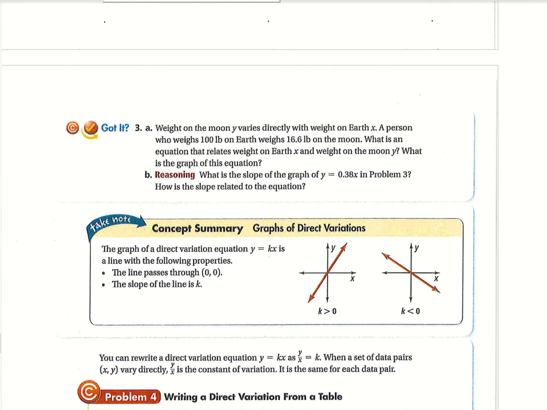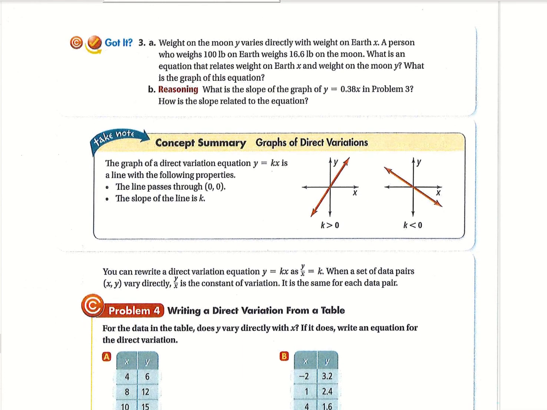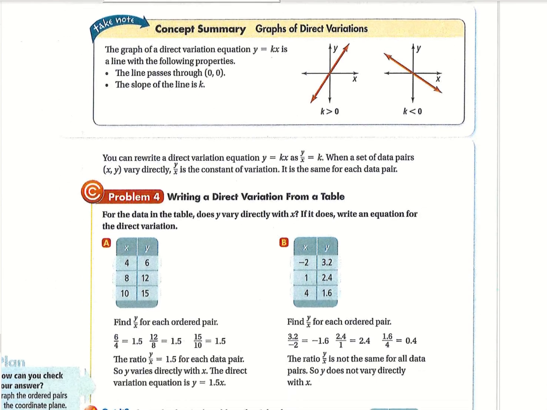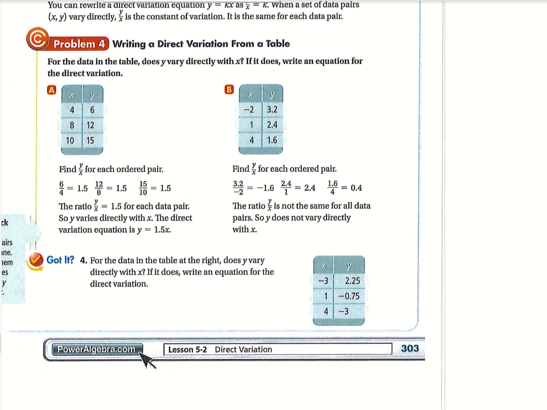Okay, we will go ahead and move on. I don't want to make you do got it problem 3, so we'll just go ahead and move on to problem 4 here in the notes. All right, so this is writing direct variation from a table. Okay, so for the data in the table, does y vary directly with x? If it does, write an equation for the direct variation.